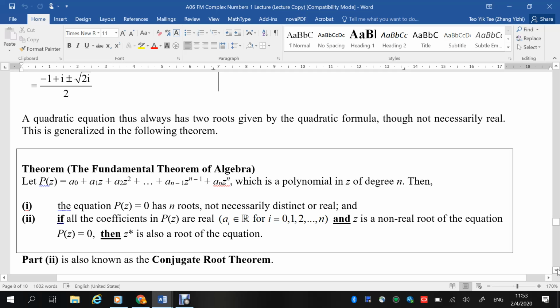So let me run through some questions with you. I don't want to follow the lecture notes already. This one. Let's go back to the square. How many roots are there? Are all the coefficients real? Does the conjugate root theorem apply? So if 1 plus i is a root, do I know the other roots? How then do you find the other roots?